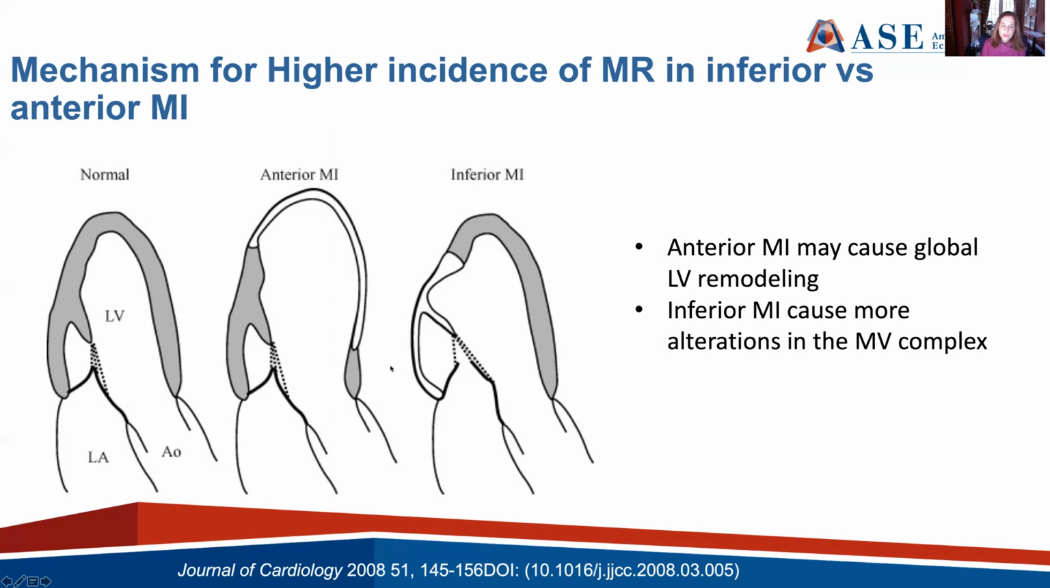Contrast that with this individual who had an inferior MI. You see the displacement of the papillary muscles and the dysfunction of the infralateral wall. And all of that results in significant tethering of the mitral valve leaflets, preventing closure. And that tethering often affects the posterior leaflet more than the anterior leaflet, which gives you that end to side configuration and the posteriorly directed jet of mitral regurgitation.